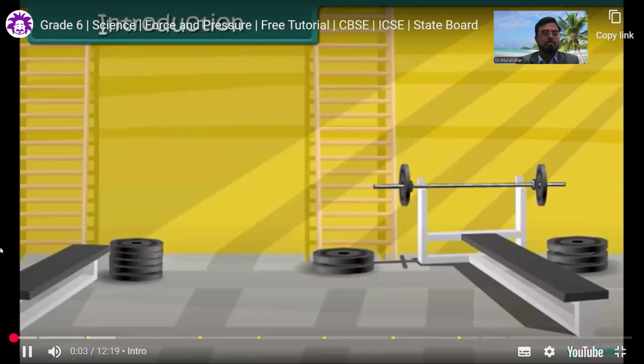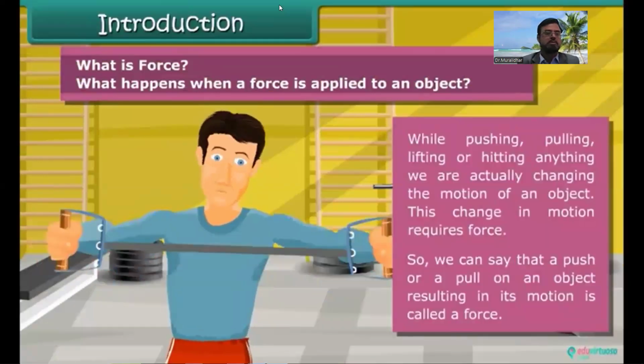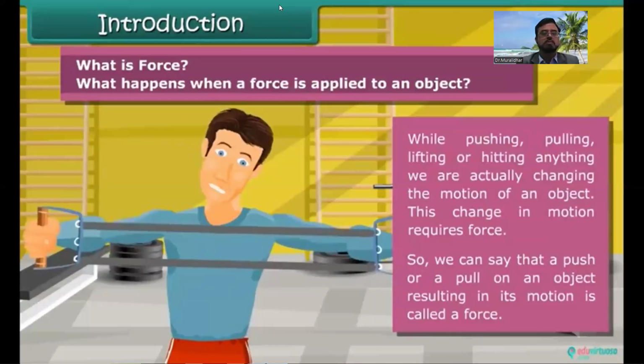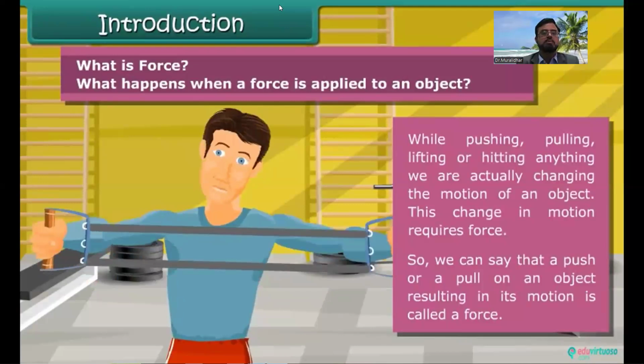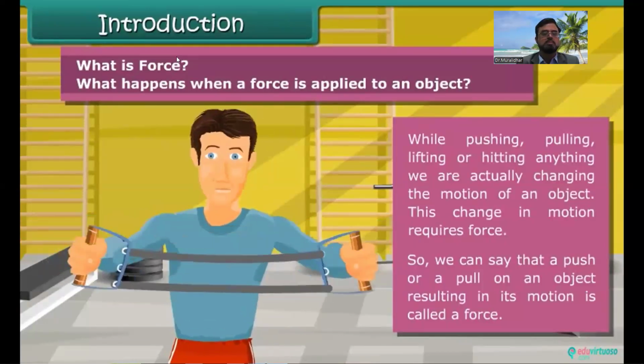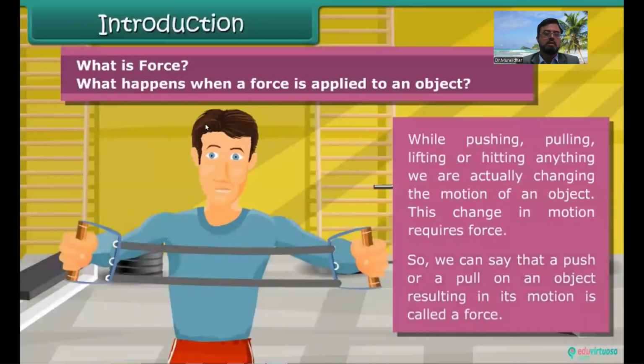what is force? What happens when a force is applied to an object? While pushing, pulling, lifting, or hitting anything, we are actually changing the motion of an object. This change in motion requires force. So we can say that a push or a pull on an object resulting in its motion is called a force.